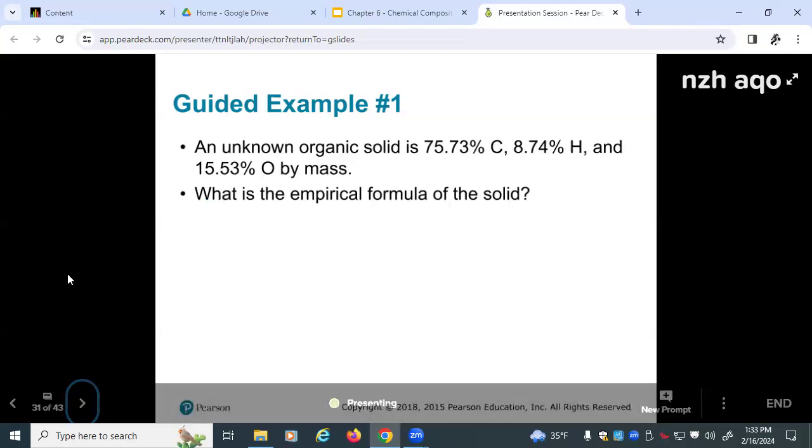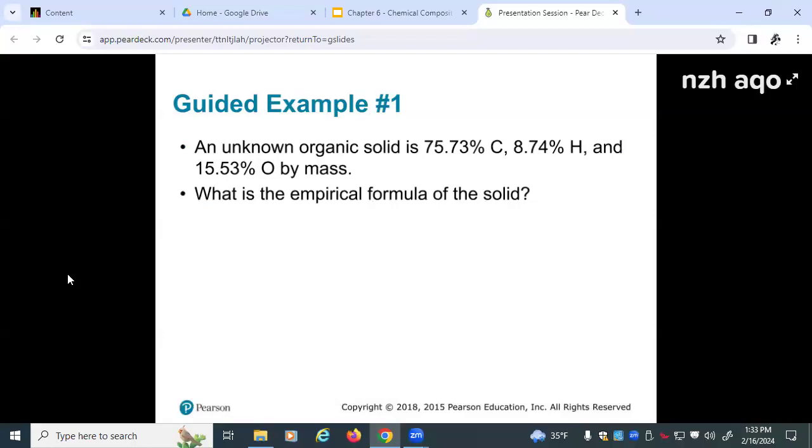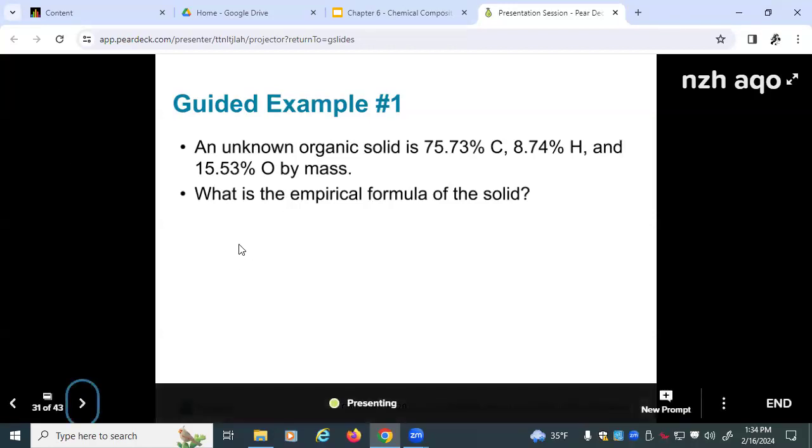So I have an unknown organic solid that has these 3 elements in it: carbon, hydrogen, and oxygen. Those 3 elements are present in the amounts shown. Question is, what is the empirical formula? So we need to go through the steps of the process here. The first step in the process, I'm going to turn all of these percents into grams.